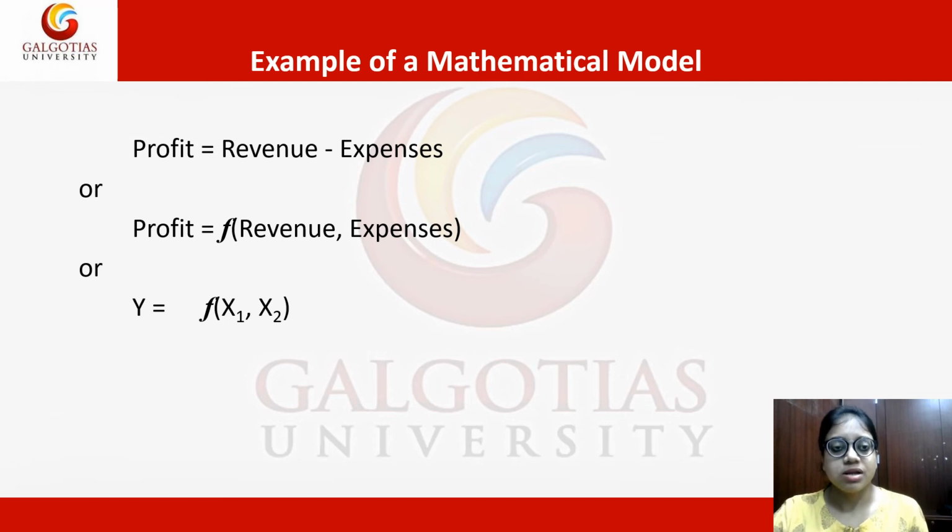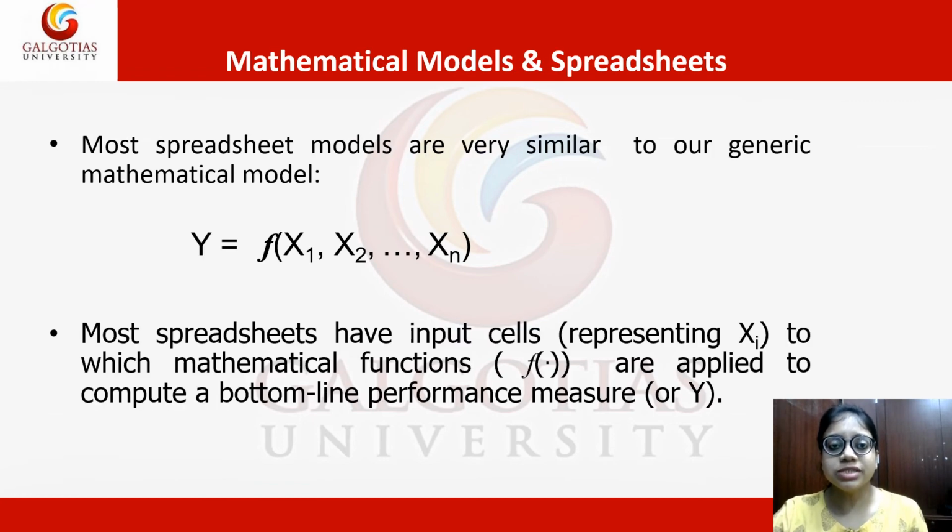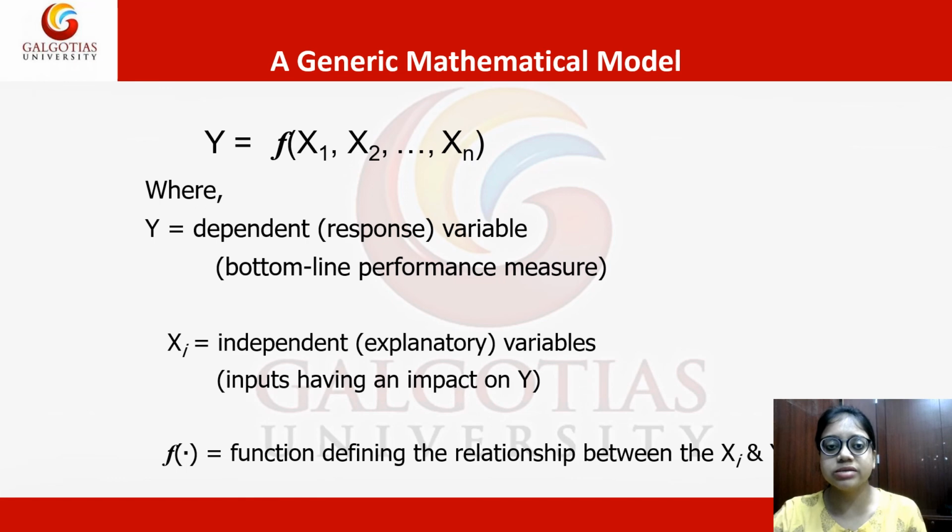An example of a mathematical model: profit is equal to revenue minus expenses. You can say that profit is a function of revenue and expenses, and we can represent it mathematically as y is equal to function of x1 and x2. Most spreadsheet models are very similar to our generic mathematical model. Most spreadsheets have input cells representing xi, to which mathematical functions f are applied to compute the bottom line performance measure, or you can say y.